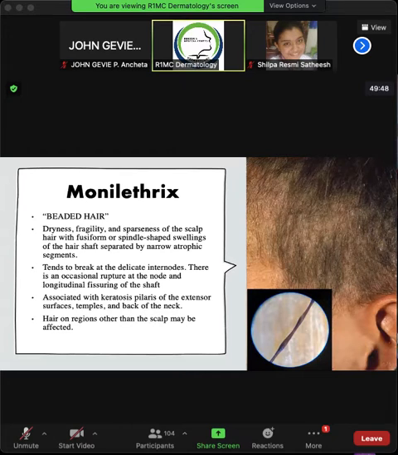We also have your monilethrix, also known as your beaded hair. So this is a rare hereditary disease characterized by dryness, fragility, and sparseness of the scalp hair with fusiform or spindle-shaped swellings of the hair shaft separated by narrow atrophic segments.